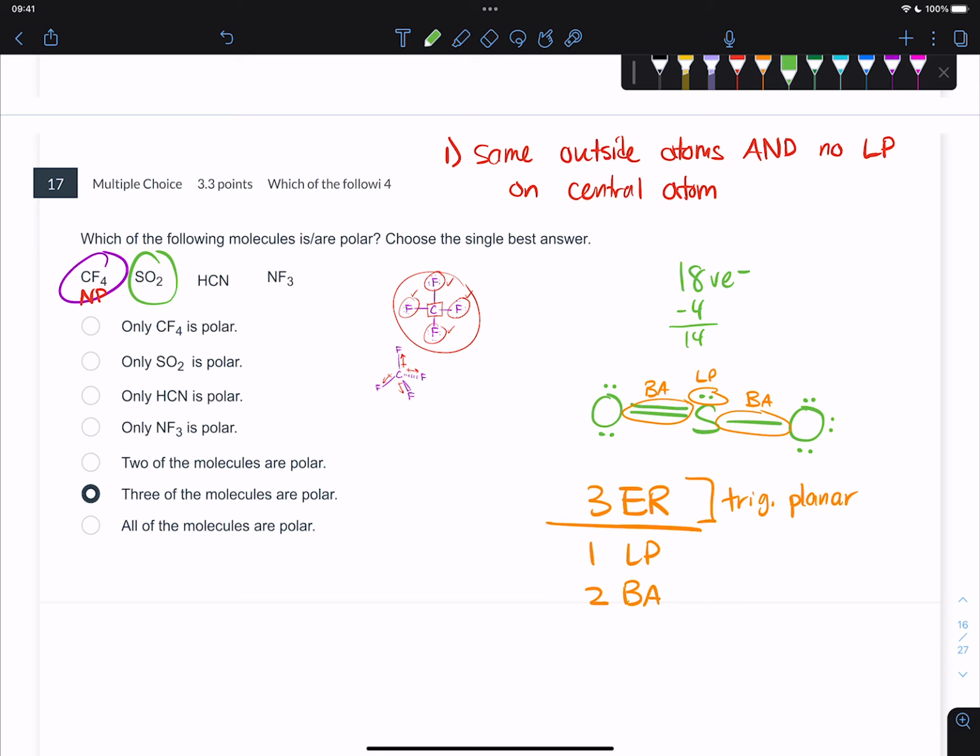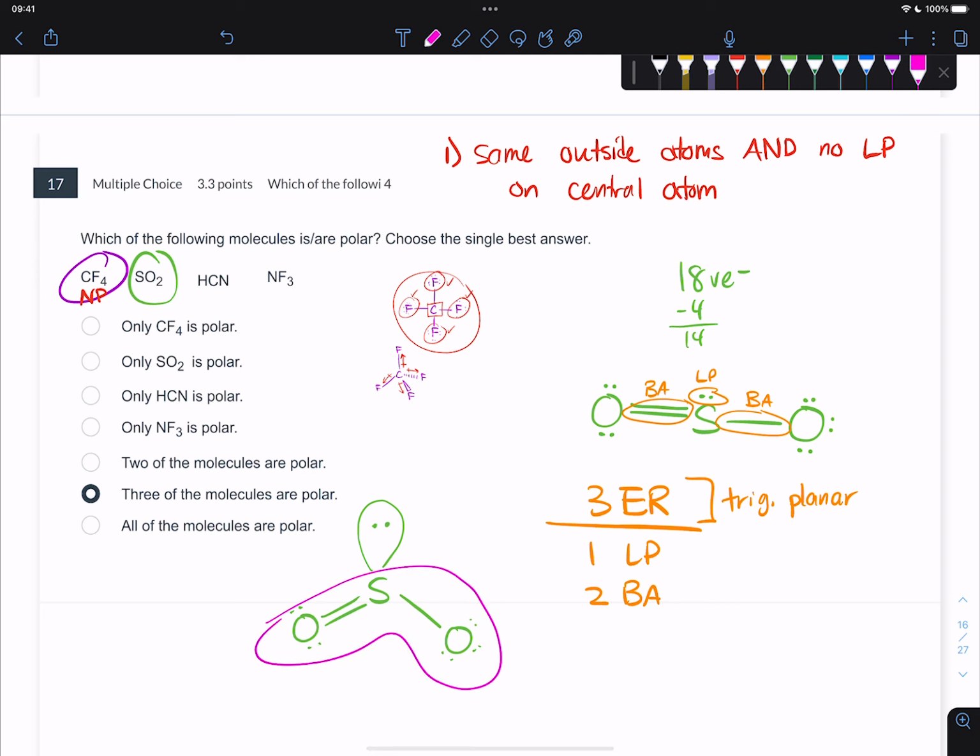Well, let's draw this out a little bit better then. Sulfur is going to have that little lone pair up there, and then you have a double bonded oxygen and a single bonded oxygen. And this overall leftover shape, that's what we call bent, right? Bent follows this code here. Sure, the electron region is trigonal planar, but the molecular shape is bent because one of those regions is a lone pair.